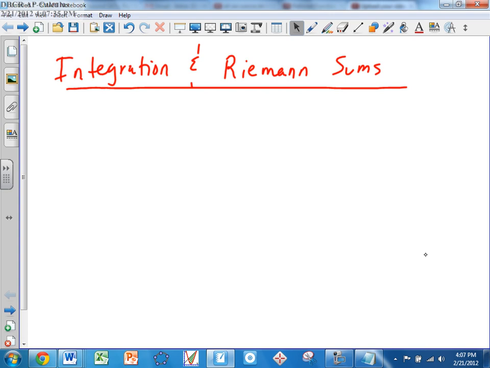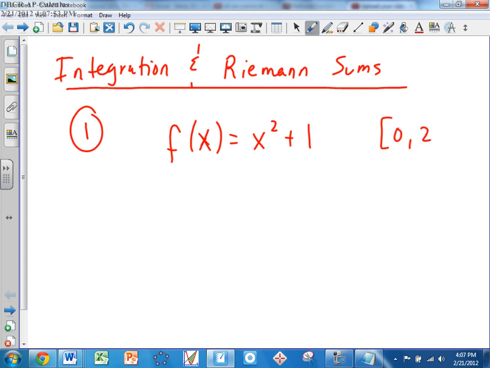Let's start with an example. Example 1 for today. We're looking at the simple function x squared plus 1, and we're looking on the interval from 0 to 2. So again, from A to B, from 0 to 2. So the question here becomes, can we figure out the area under this curve from 0 to 2?